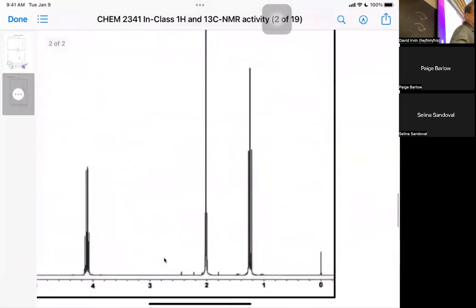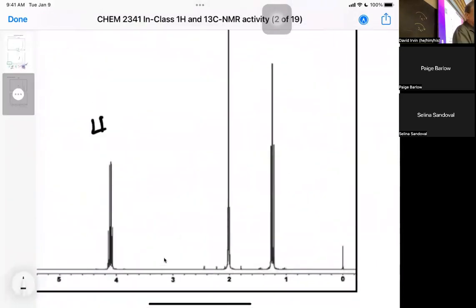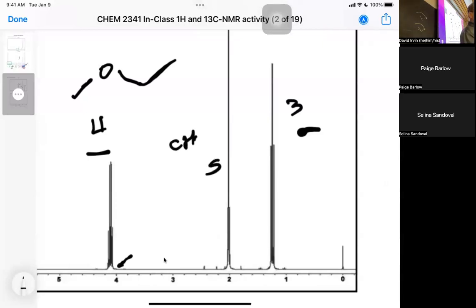All right, so let's see what we see. Okay, so this is a quartet. This is a triplet. Ooh, this is cool. See this right here? Quartet, triplet. I can already tell we have an ethyl group hooked to an oxygen. We have an ethyl group right here. This is the C2, this is the C3, hooked to an oxygen. And then we have something that almost looks like a singlet hooked to a carbonyl. So I think that's a singlet, and so that's going to be a CH3 hooked to a carbonyl.